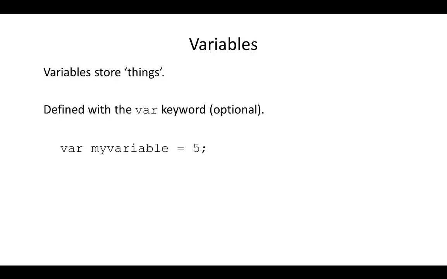Okay, so variables. In JavaScript, everything is stored in a variable. In fact, that's true, I think, for just about all programming languages. A variable stores something. You define a variable the first time you use it with the var keyword. And that, again, is optional. So you can just write myVariable equals 5, and it creates a variable named myVariable, storing the value 5.